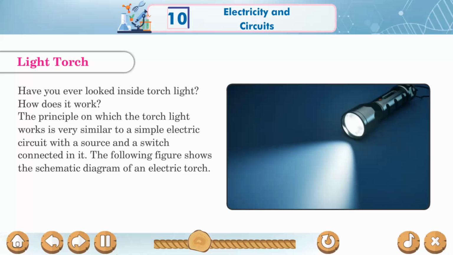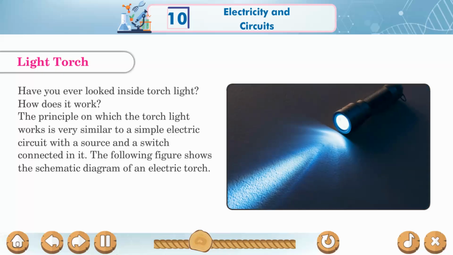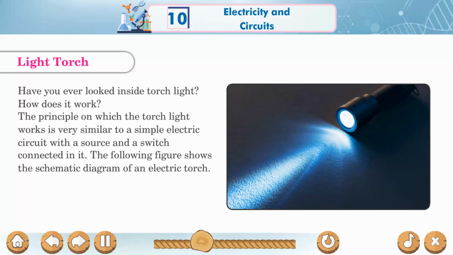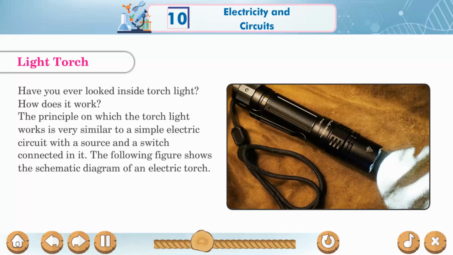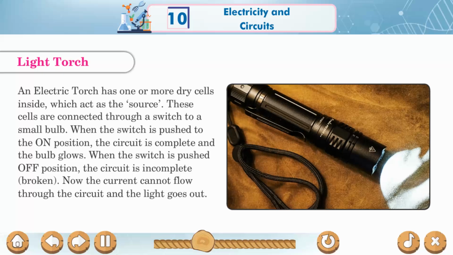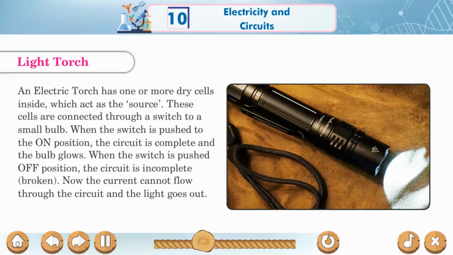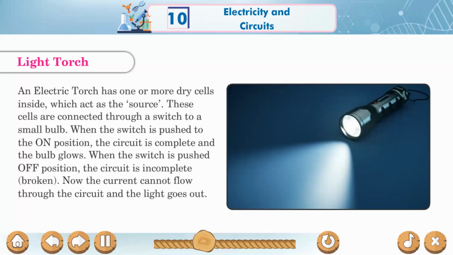The principle on which the torchlight works is very similar to a simple electric circuit with a source and a switch connected in it. The following figure shows the schematic diagram of an electric torch. An electric torch has one or more dry cells inside which act as the source. These cells are connected through a switch to a small bulb.